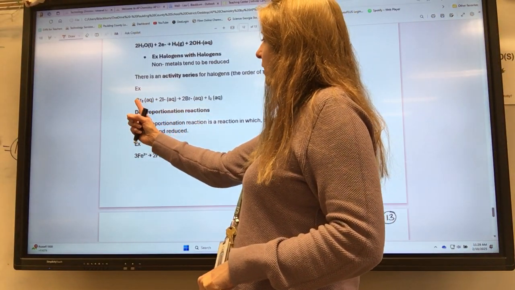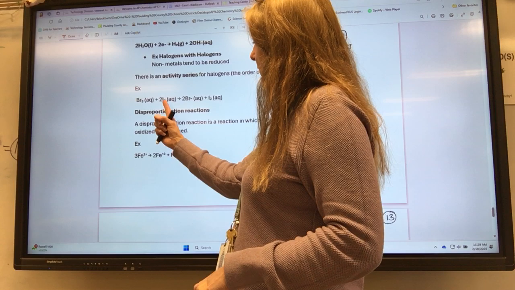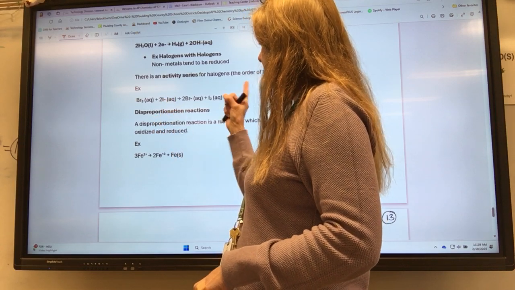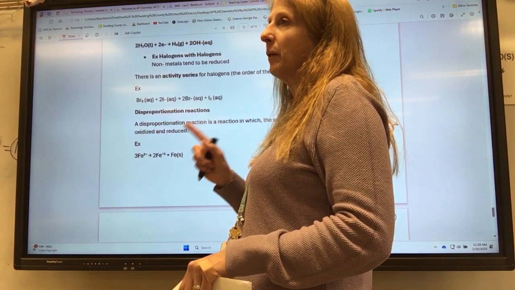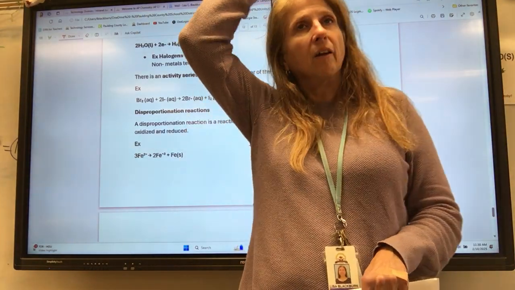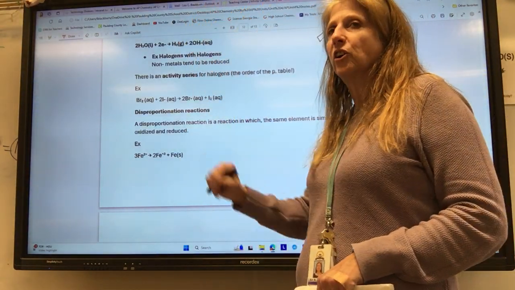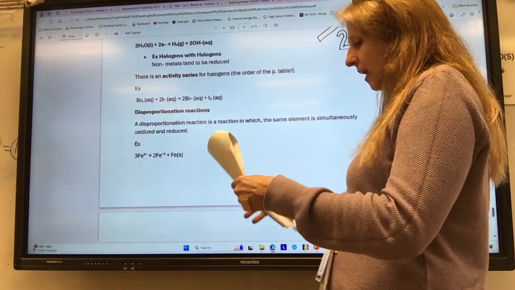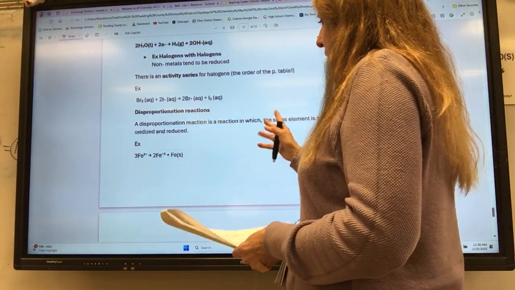I already said it. Here is bromine wanting to replace iodine, and it can. Bromine can replace iodine because it's on top. Okay, this is a little concept we're going to go over real fast because according to Jeremy Krug, it's not on the AP test, but it would be nice to know about.